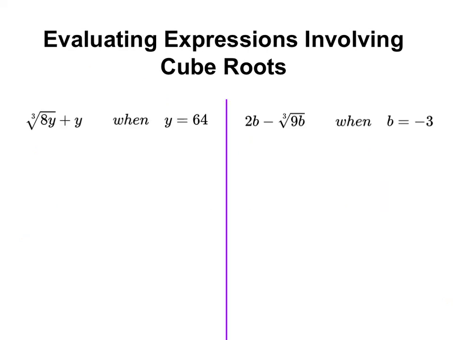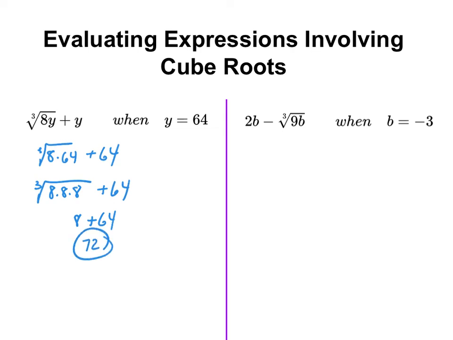Evaluating expressions is done the same way as we do any other expression. We're going to substitute in first my value for y, which is 64. And the first thing I'm going to do is say, well, I know that 8 times 8 equals 64, so I'm going to break that up already. And my cube root then, so I didn't even do the multiplication, is going to be 8 plus 64, which means I'm going to end up with a 72 here.